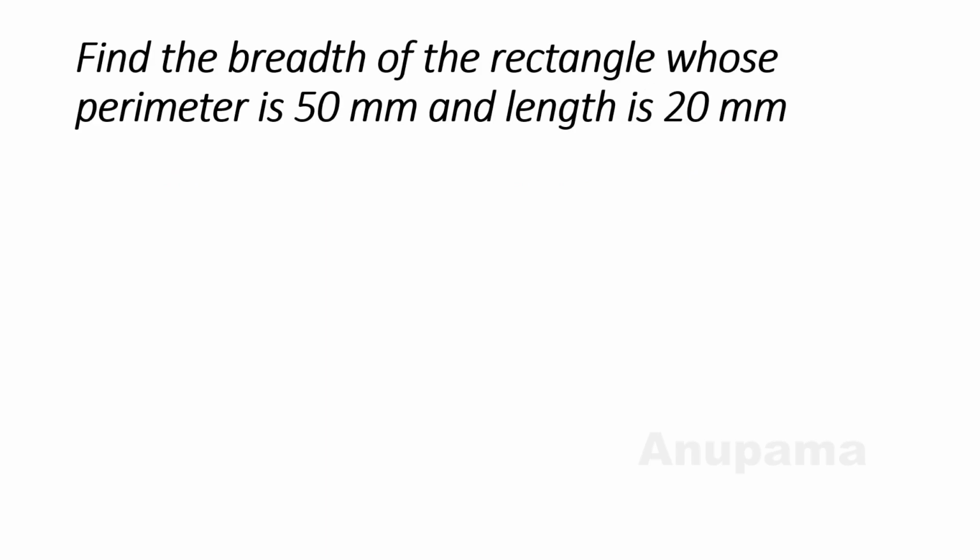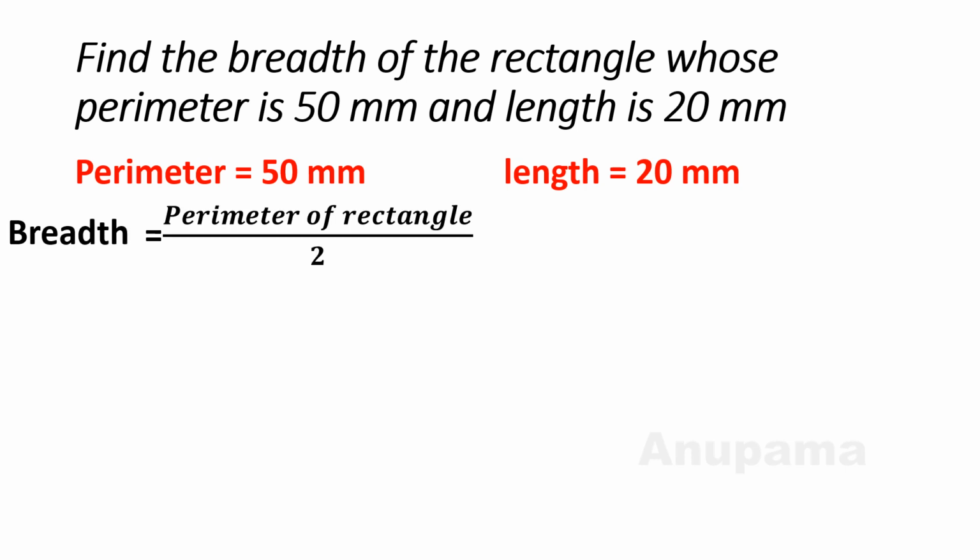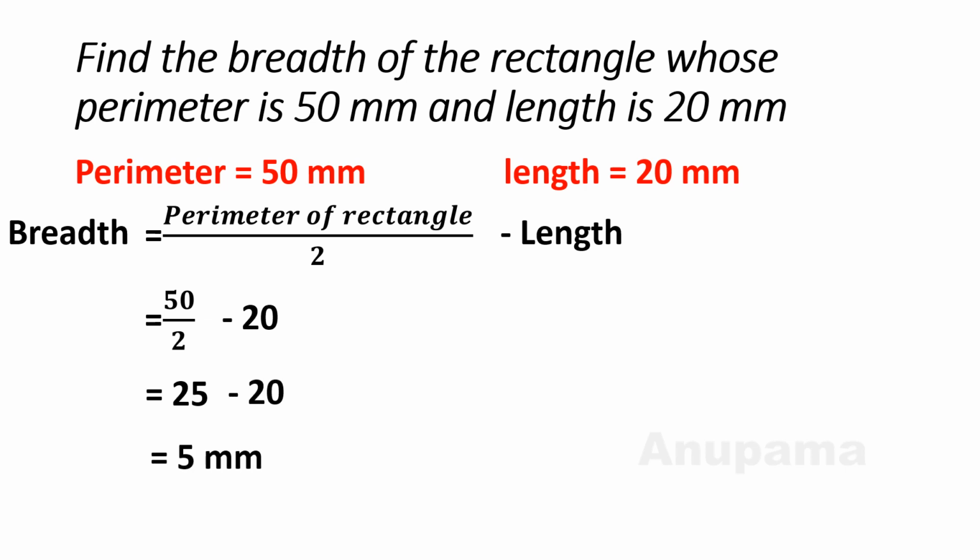Let us do one more question. Find the breadth of the rectangle whose perimeter is 50 millimeter and length is 20 millimeter. Here, perimeter is given to you, 50 millimeter, and length is given, that is 20 millimeter. And you need to find out the breadth. So the formula for breadth is perimeter of rectangle by 2 minus length. Let us put all the values. 50 by 2 minus 20. At first we will solve this division part. 50 divided by 2 equals 25 minus 20. Let us subtract it and you will get 5 millimeter.